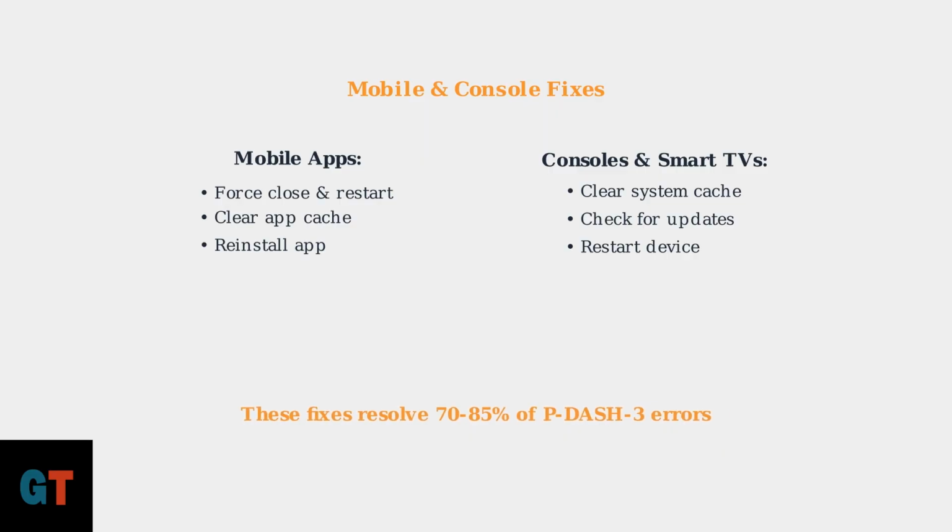These immediate fixes resolve the majority of P-3 errors quickly and effectively. Try them in order, starting with the simplest solutions first. Most users find success within the first few attempts. When basic troubleshooting doesn't resolve Crunchyroll error P-3, advanced solutions and prevention strategies become essential. These methods address deeper technical issues and help prevent future occurrences.